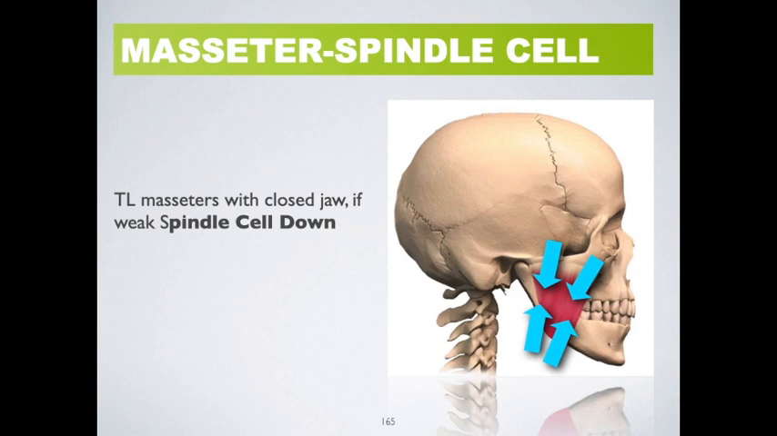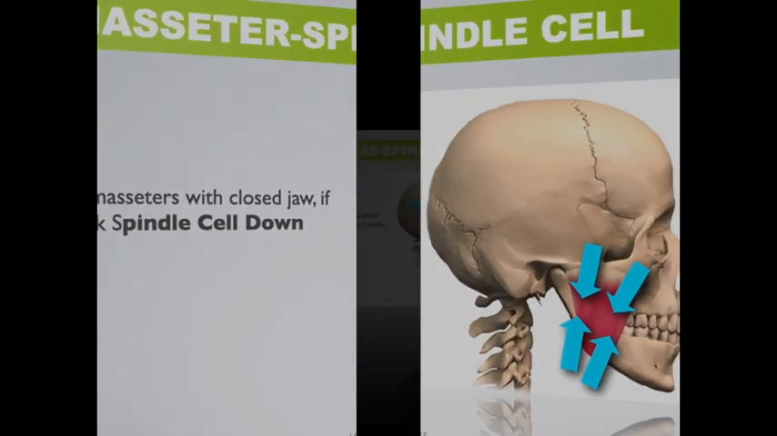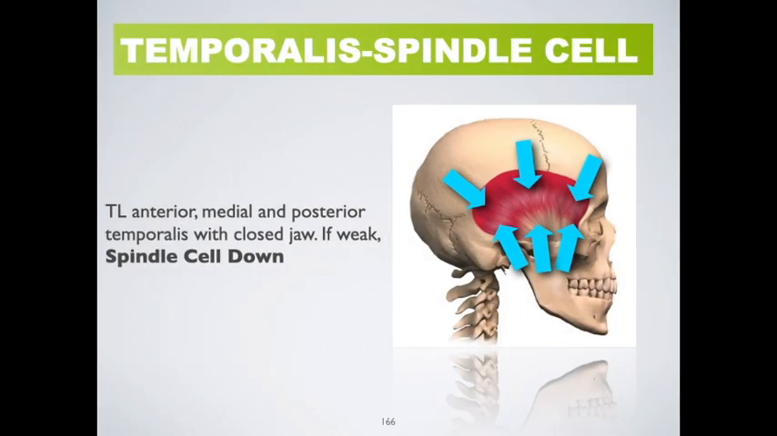This would be an example. This slide number 165 would be an example of how we would direct our pressure to spindle down the masseter, for example, with the jaw closed. Here's an example of how we would spindle down the anterior, middle, and posterior temporalis muscle with closed jaw.